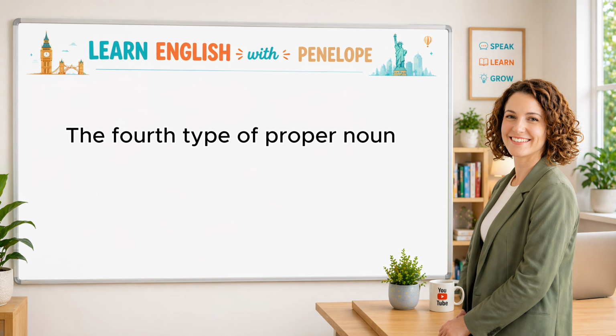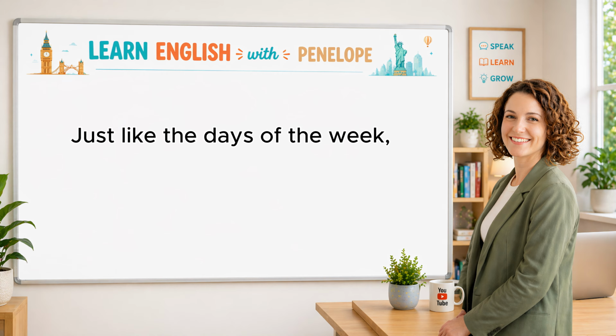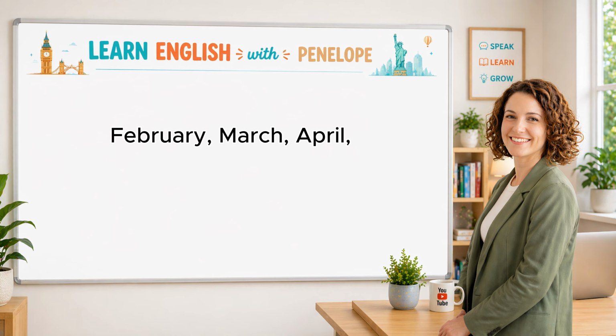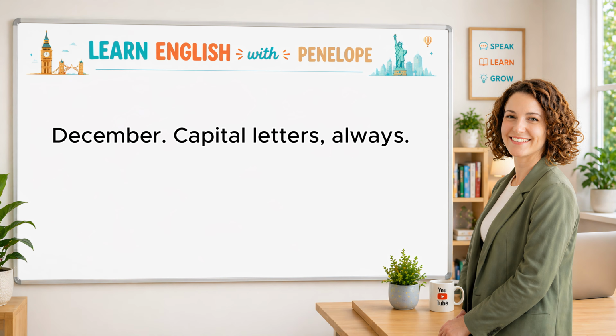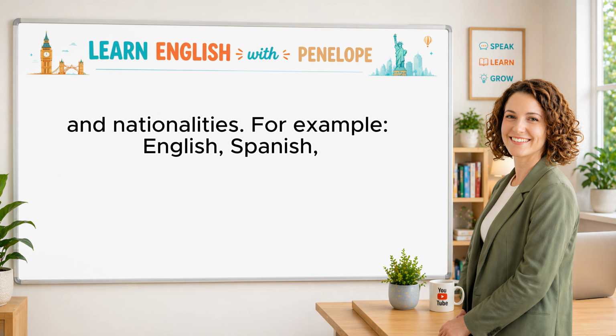The fourth type of proper noun is the months of the year. Just like the days of the week, the months always start with a capital letter. January, February, March, April, May, June, July, August, September, October, November, December. Capital letters always. The fifth type of proper noun is the names of languages and nationalities.